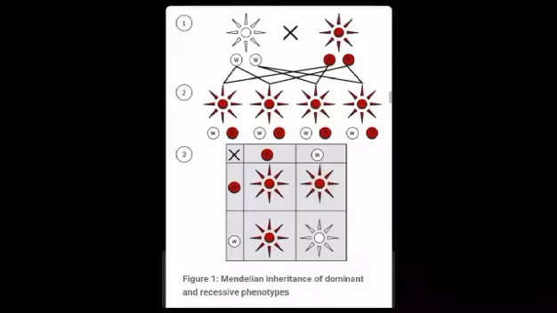Mendelian inheritance describes the way in which genes and their corresponding traits are passed from parents to their offspring by means of dominant and recessive alleles. The modes of Mendelian inheritance are autosomal dominant, autosomal recessive, and X-linked dominant and X-linked recessive.